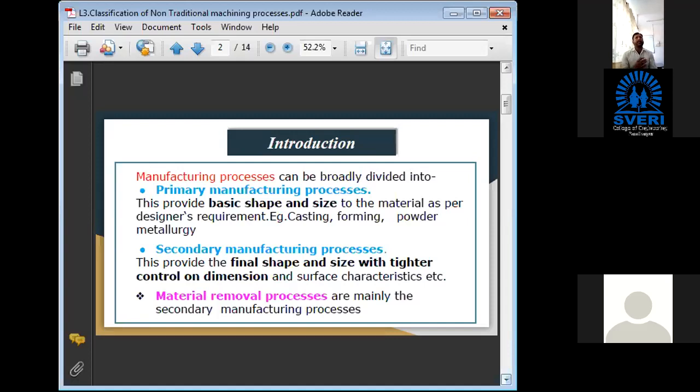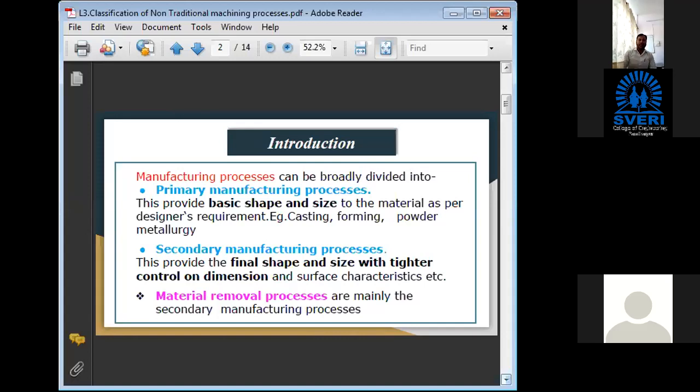And whatever material removal processes are there, they mainly belong to this secondary manufacturing process. All the material removal processes are mainly secondary manufacturing processes. Please write on this point: secondary manufacturing.